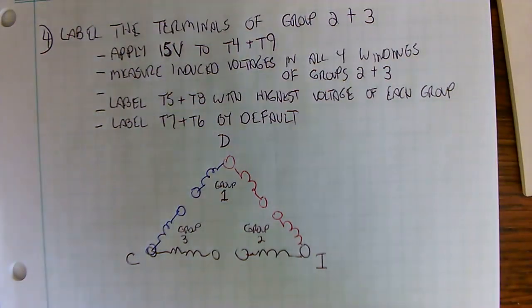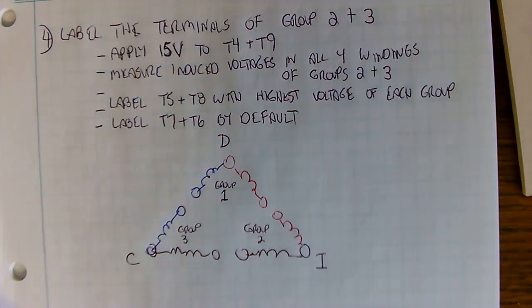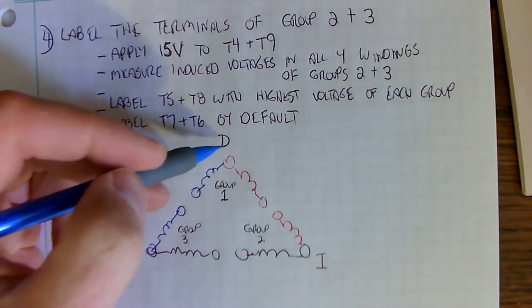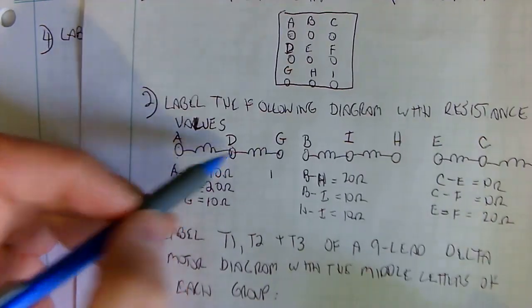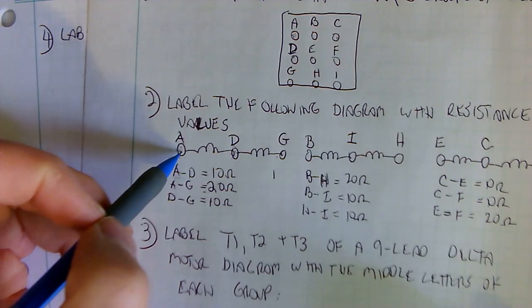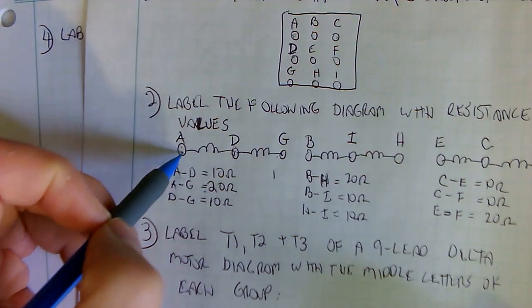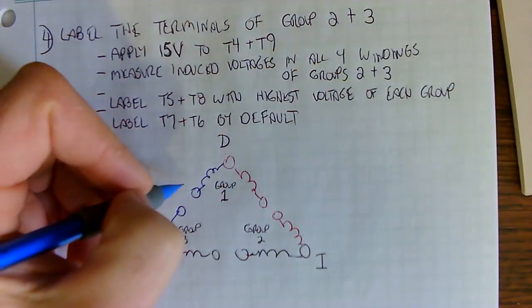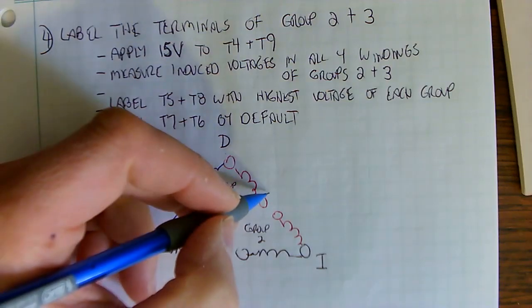Now from our previous page, we know that D is the center point, and I'm just going to bring back the previous page here. D is the center point between A and G, so that can't change. We can't just make up some new letters. We know that the wire A is connected to D through this winding, and also G. The problem is we don't know if this is A or G or this is A or G.